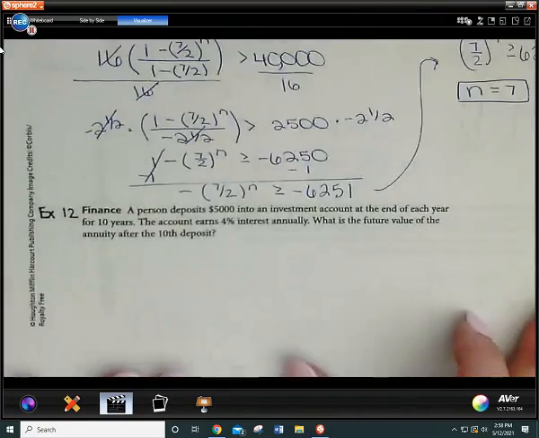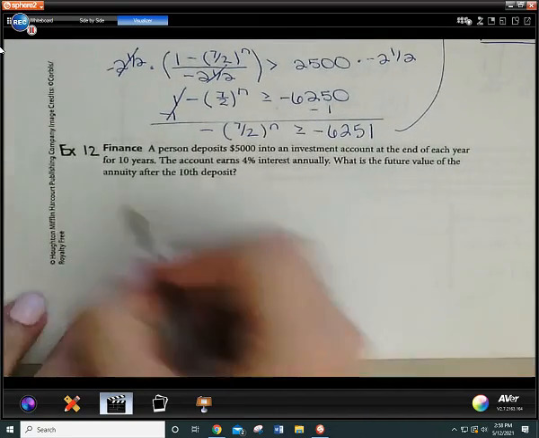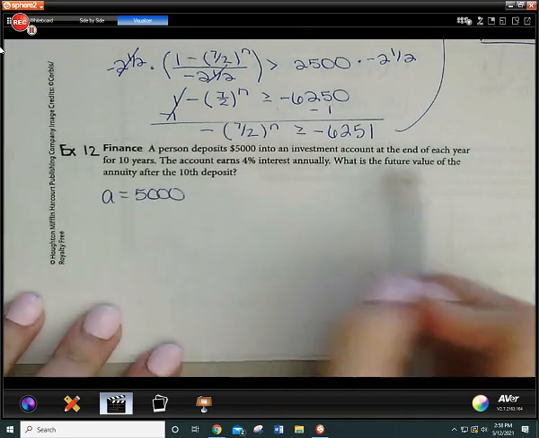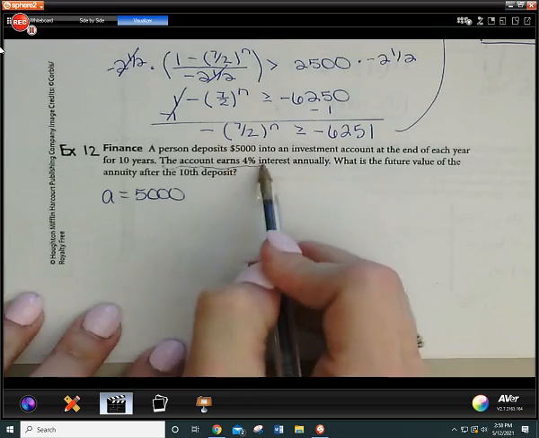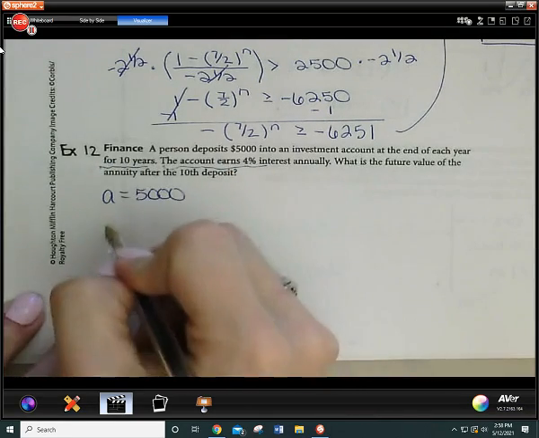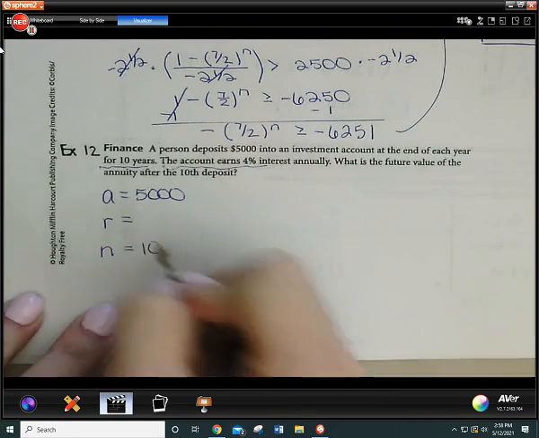All right, let's look at our last example. So you've got a person who's depositing $5,000 into an account. Okay, so that's their start. If the account is earning 4%, we'll figure that out, and then for 10 years, so the r and then the n is 10.